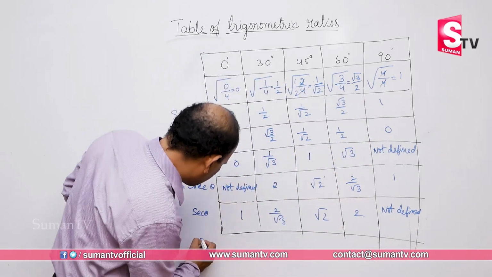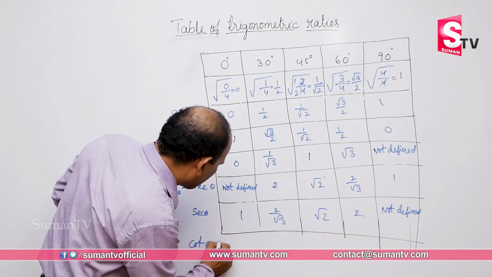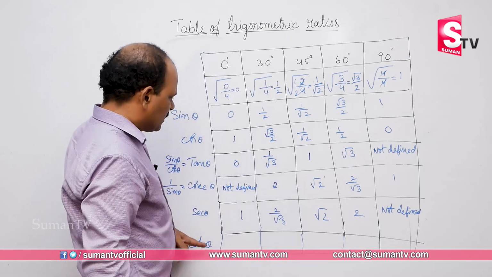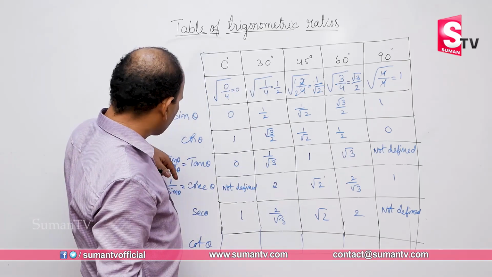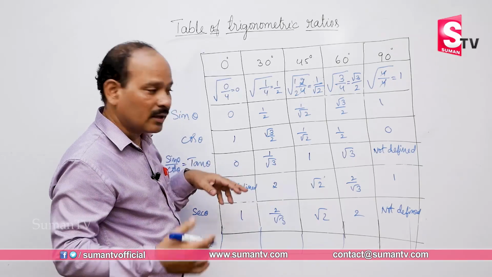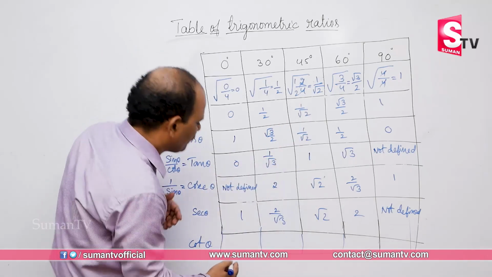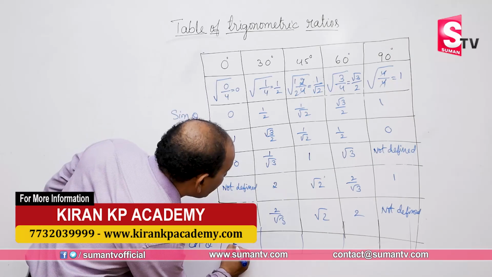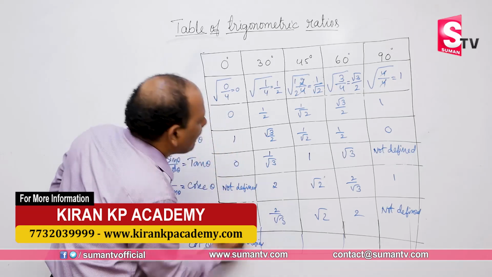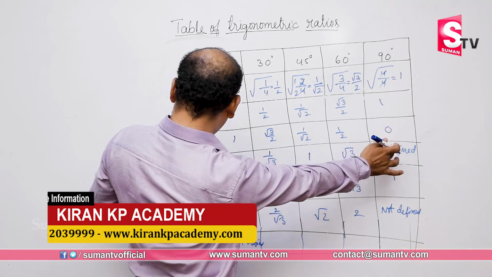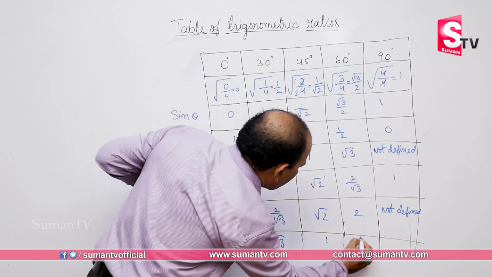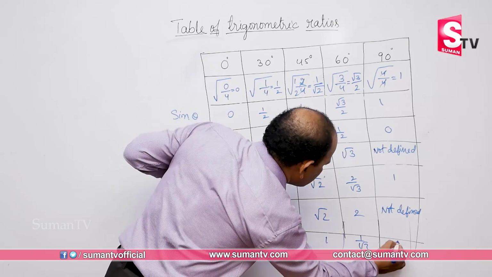Lastly, cot theta. Cot theta is just the reverse of tan theta. Otherwise, the inverse of tan theta. Another way is to write in the reverse order. So, it is not defined. All tan theta values written in reverse order: root 3, 1, 1 by root 3, 0.